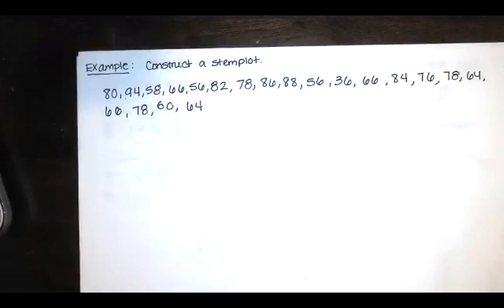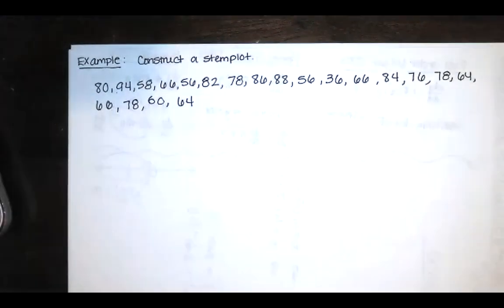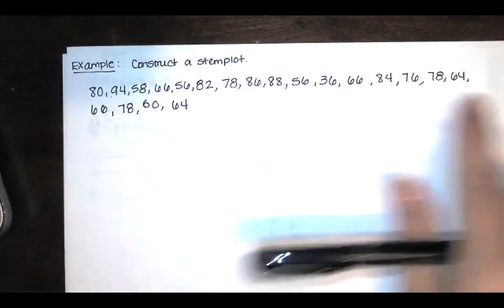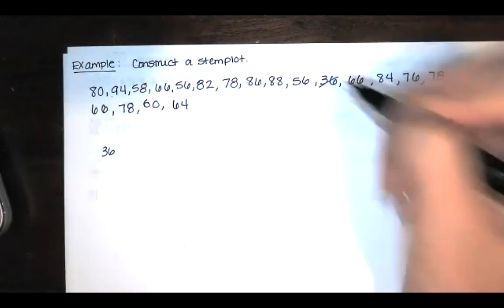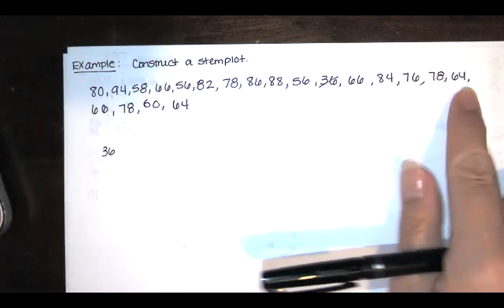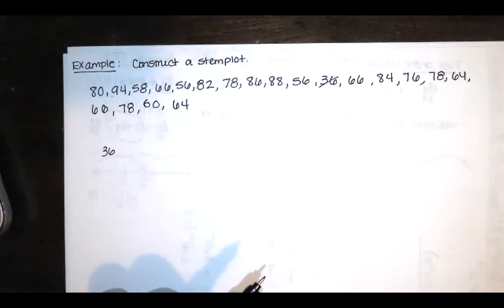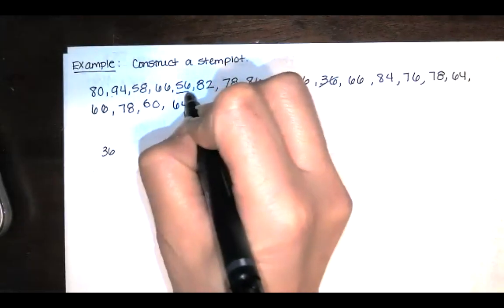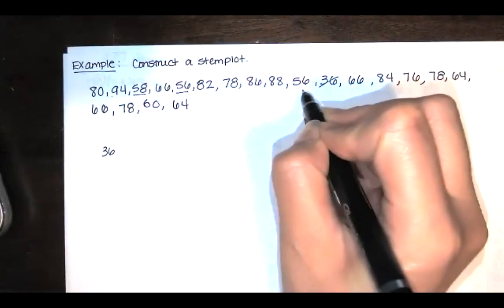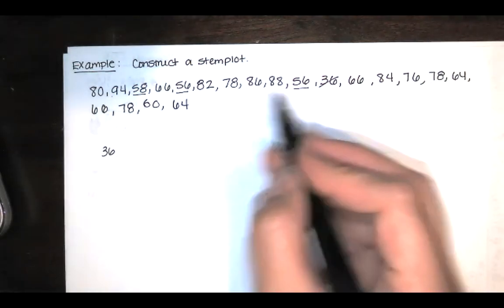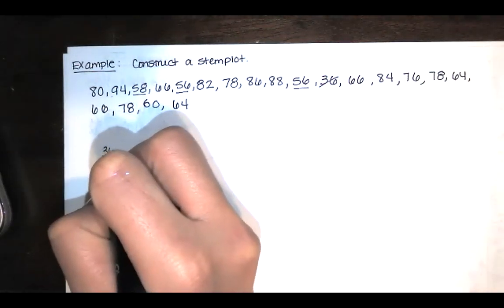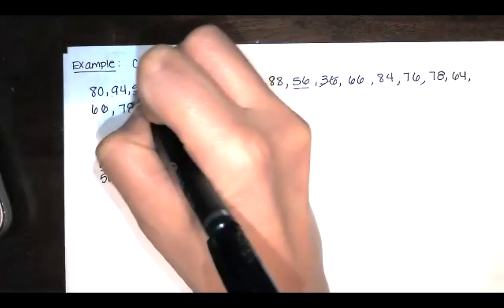So we want to construct a stem plot first by putting these numbers in order. So I'm going to look for the smallest number on my list first. And it looks like 36 is the smallest number on my list. And then I'm looking for anything in the 40s. I don't have anything in the 40s. How about the 50s? I've got a 56, a 58, a 56. So it looks like I've got two 56s and a 58.